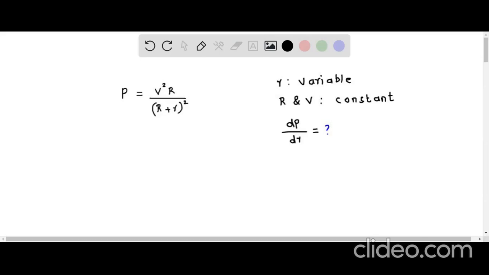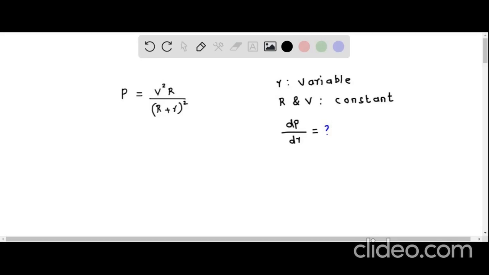In this question, we determine the derivative of p with respect to the lowercase r, where the lowercase r is a variable and the uppercase R and v are constant. So we have to determine this dp over dr. First, I'm going to rewrite this given expression: p equals v squared R times 1 over (R plus r) quantity squared.